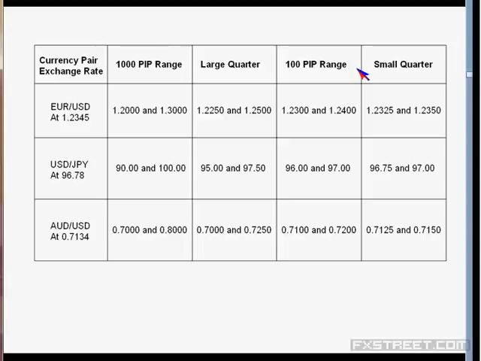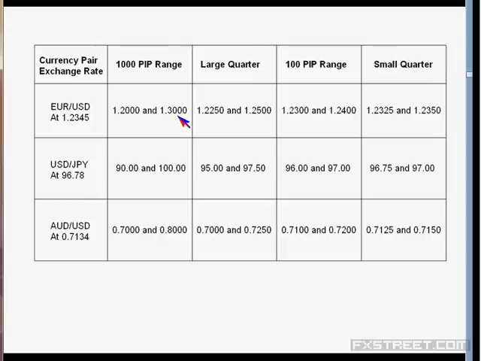We can take a look at the exchange rates of three currency pairs using the methodology of the quarters theory. Let's imagine that the euro-dollar exchange rate at this point, as we speak, is at $1.2345. Can we quickly find out the 1,000 pip range this exchange rate is trading within? That would be the 1,000 pip range between $1.20 and $1.30.